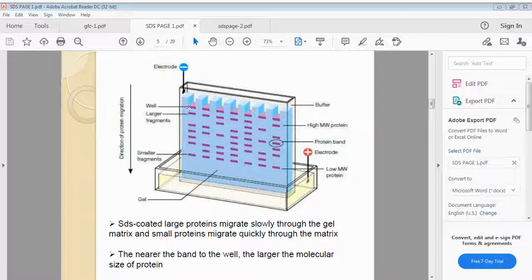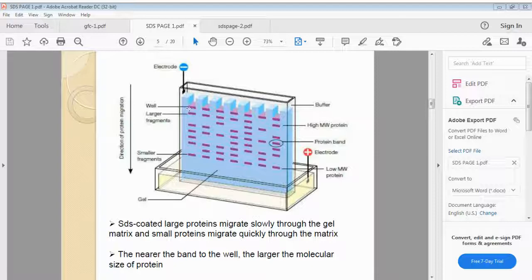This gel loading buffer, or sample loading buffer, will contain certain compounds. So what are the compounds? It contains beta mercaptoethanol, SDS, bromophenol blue, and glycerol. So what is the use of all these? This sample buffer, which contains all this, will digest the sample.